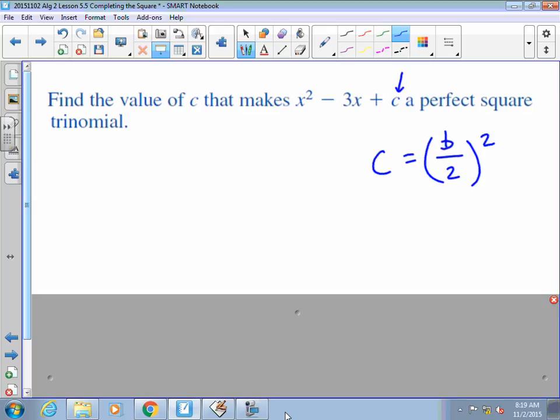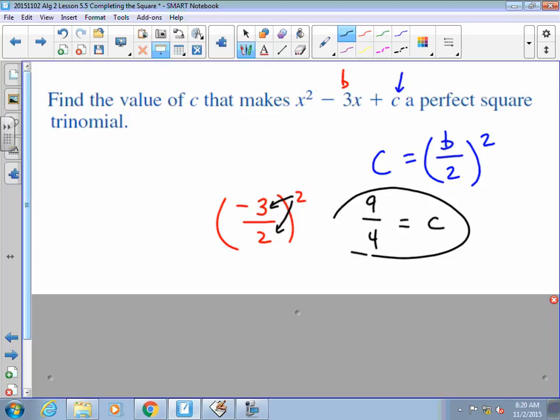Okay, negative 3 is not as easy of a value because it's not even. So when you take this value of b, it's negative 3 over 2, and then square it. You're not getting an even value, so you have to make sure to square both values. Square negative 3 and you get positive 9, and square 2 and you get positive 4. So your new value for c is 9 over 4.